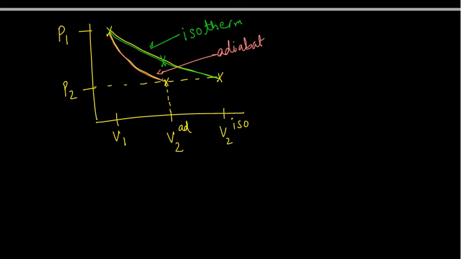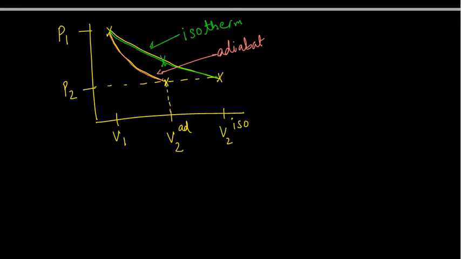Don't use PV is equal to RT to compare the temperatures. Right? Because that is not the same, the temperature is not the same, the pressure is not the same. You can't use that equation. What you can use is PV to the power gamma minus 1 as a constant.